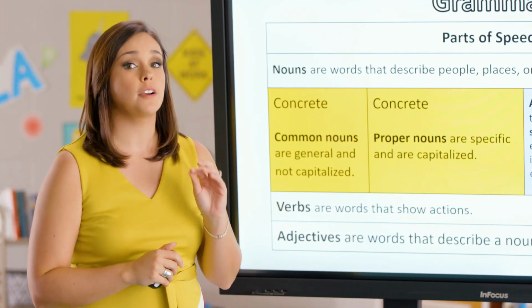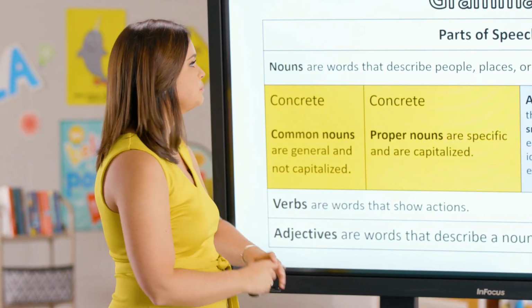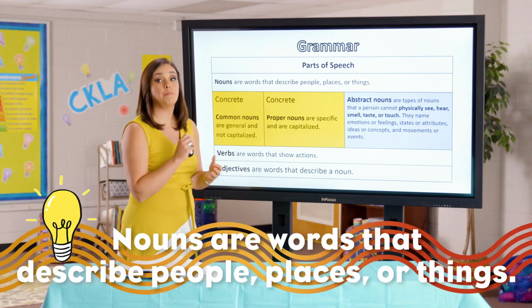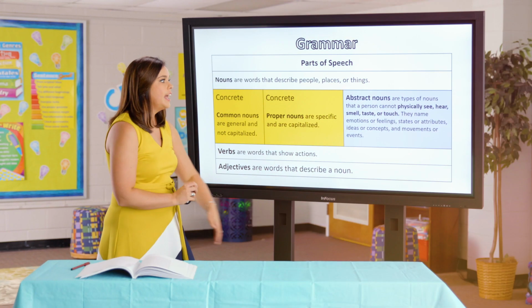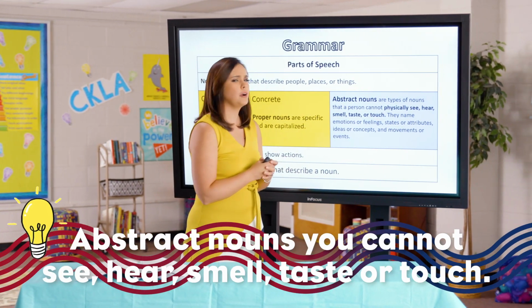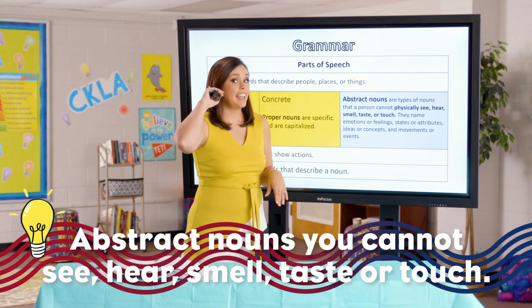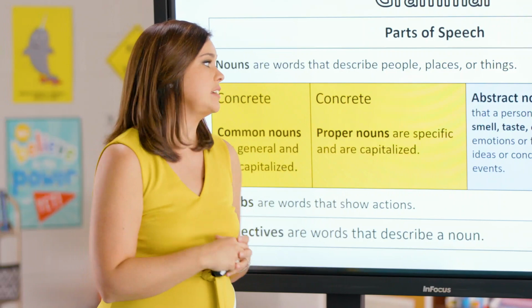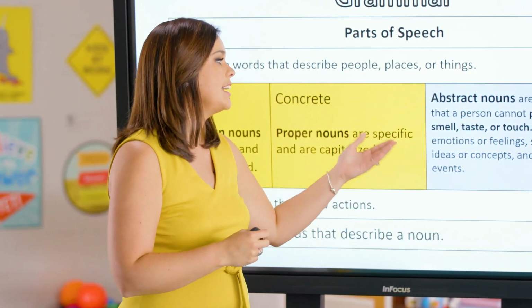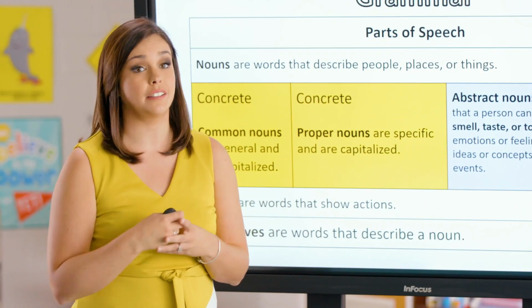Let's take a look at some of the parts of speech we've talked about so far in third grade. We've learned that nouns are words that describe people, places, or things. We've learned that there are types of nouns. We have concrete nouns and we have abstract nouns. Concrete nouns are common nouns that are general and not capitalized, and proper nouns that are specific and are capitalized. And abstract nouns are types of nouns that a person cannot physically see, hear, smell, taste, or touch. They name emotions or feelings, states or attributes, ideas or concepts, and movements or events.